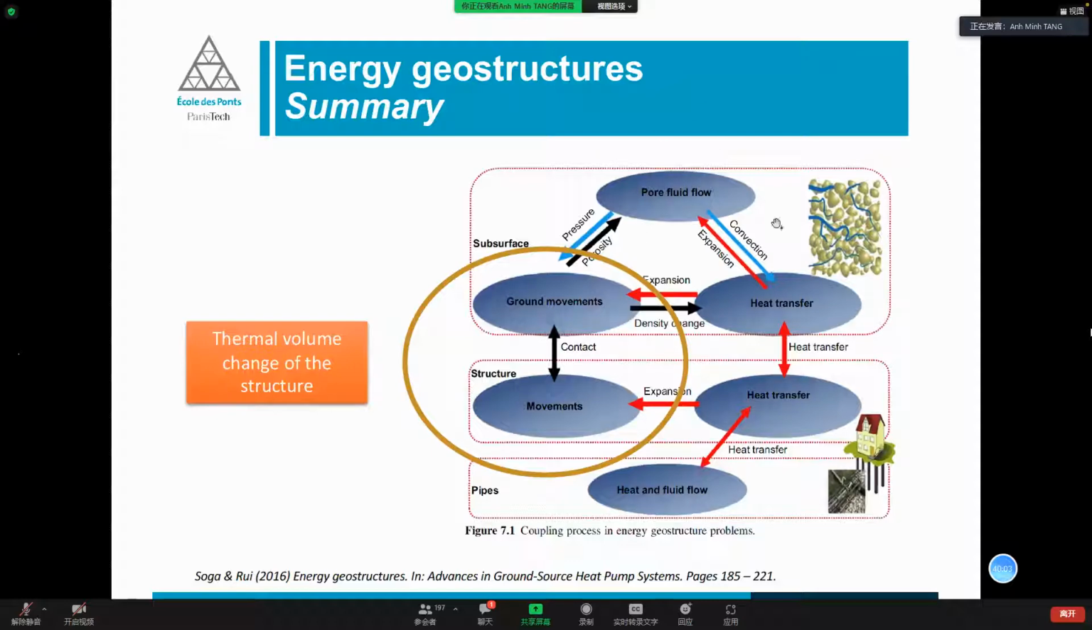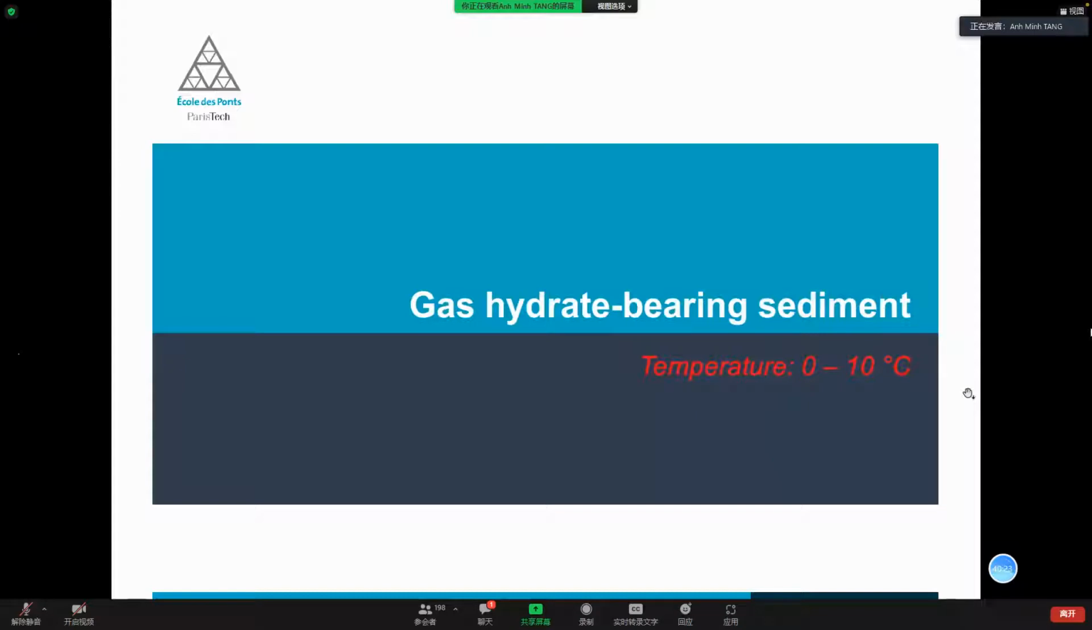Of course, I didn't talk about the thermal transfer. It's more complicated. There is a lot of work on this, but it's not our domain, on heat transfer between soil, structure and also in the heat pipe. So that is the second part. So I go quickly to the other part.